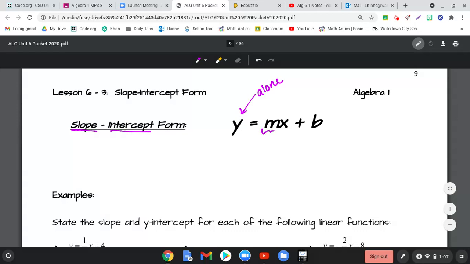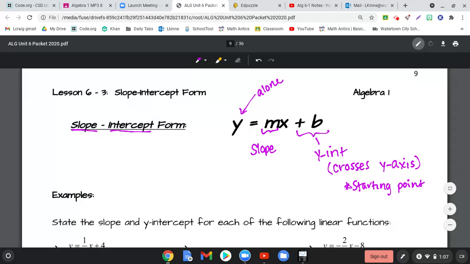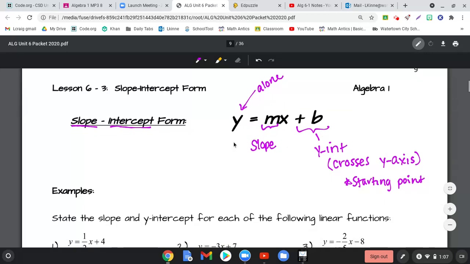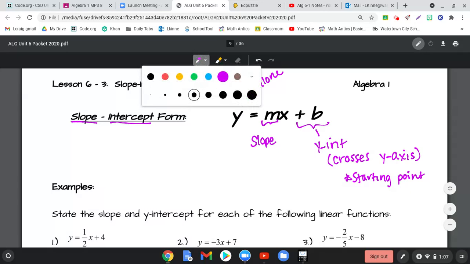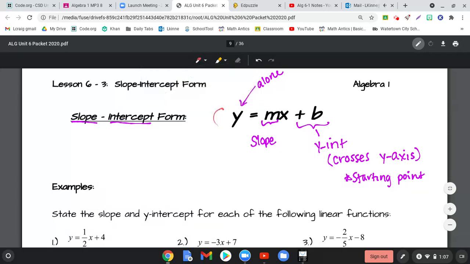The number that's with x, that is your slope. They call it m. All right, the number that's by itself, including the sign, that's your y-intercept. And your y-intercept is where it crosses the y-axis. The y-intercept is important because this is going to be your starting point on a graph when we go to graph them. All right, so let's practice with it, but you definitely want to memorize this equation.